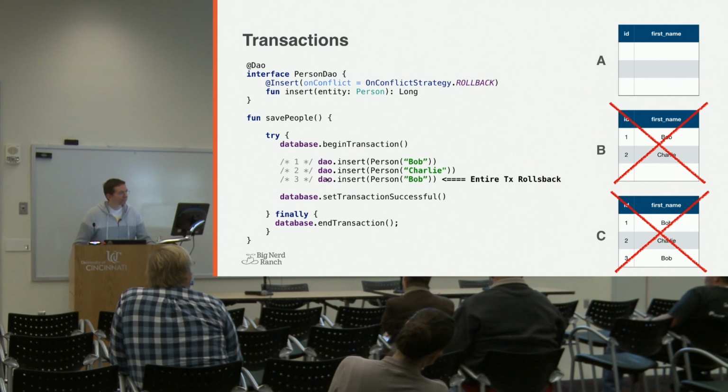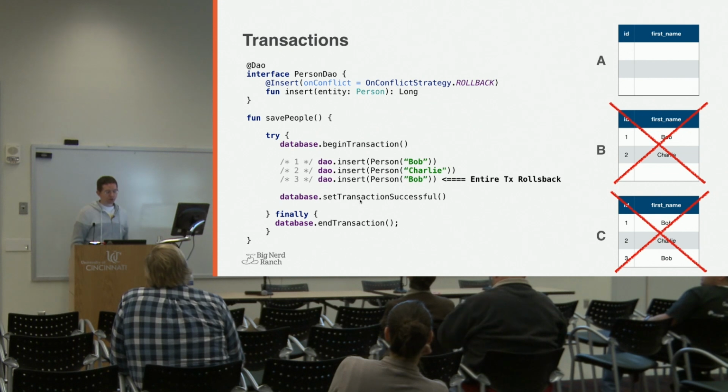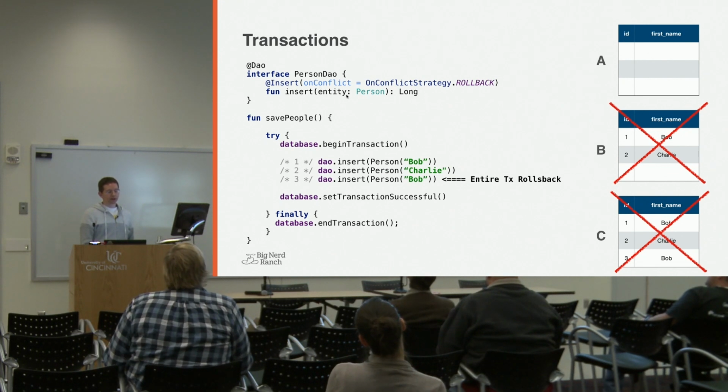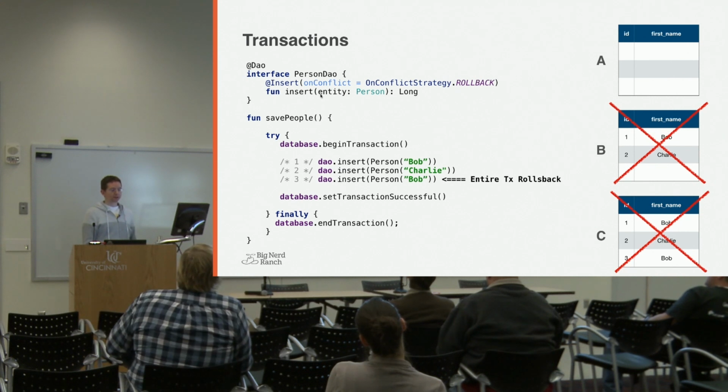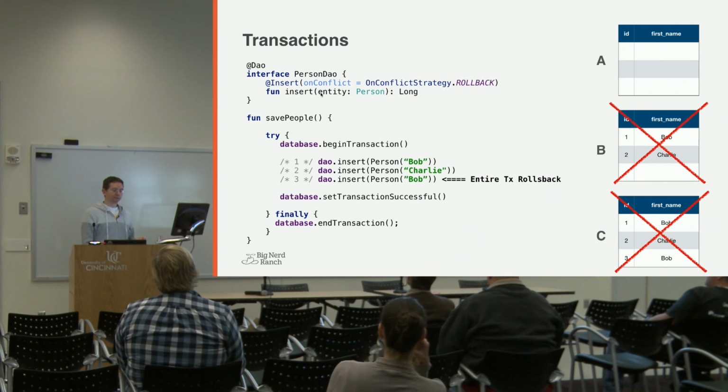Does Room have an insert method where you can pass a collection of persons? It does. I didn't show it. So for this insert, in Kotlin it'd be vararg entities: Person. On the Java side, it'd be Person... persons or whatever, and it can insert all those. So that's one way to do it too.